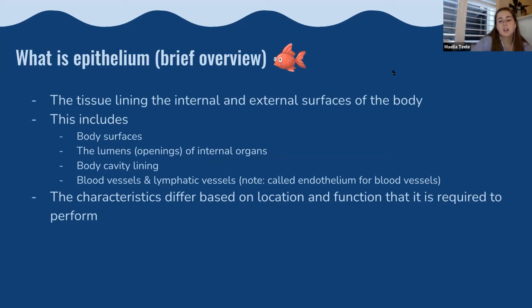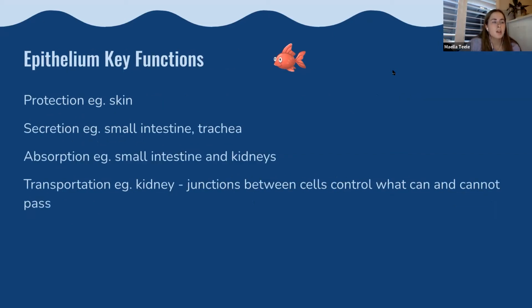So these characteristics of the epithelium differ based on where the epithelium is found and what it needs to do. For example, epithelium you find in the throat will be different to the epithelium you find perhaps in your small intestine because they need to perform different functions. So the key functions of epithelium is protection. So that's, for example, your skin, secretion, the small intestine and trachea, absorption, and transportation. And the different structures of epithelium will be covered later, but there are 4 main key functions.